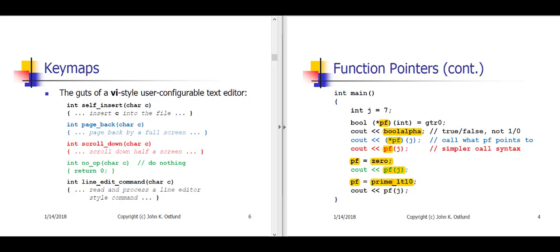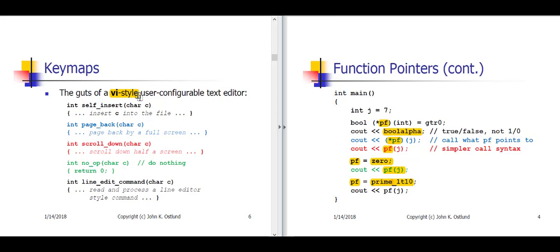For example, suppose you were interested in putting together an interactive text editor, such as a VI style editor, where each time the user presses a key, something happens. The cursor moves, the character that you pressed is inserted, perhaps nothing happens. Well, what you can do is define a whole bunch of functions for the actions that should take place in response to various key presses.